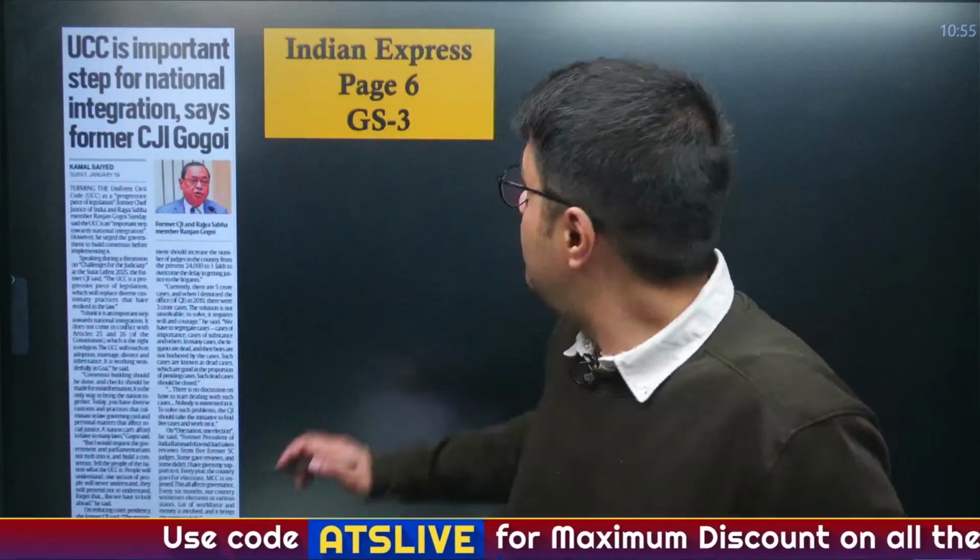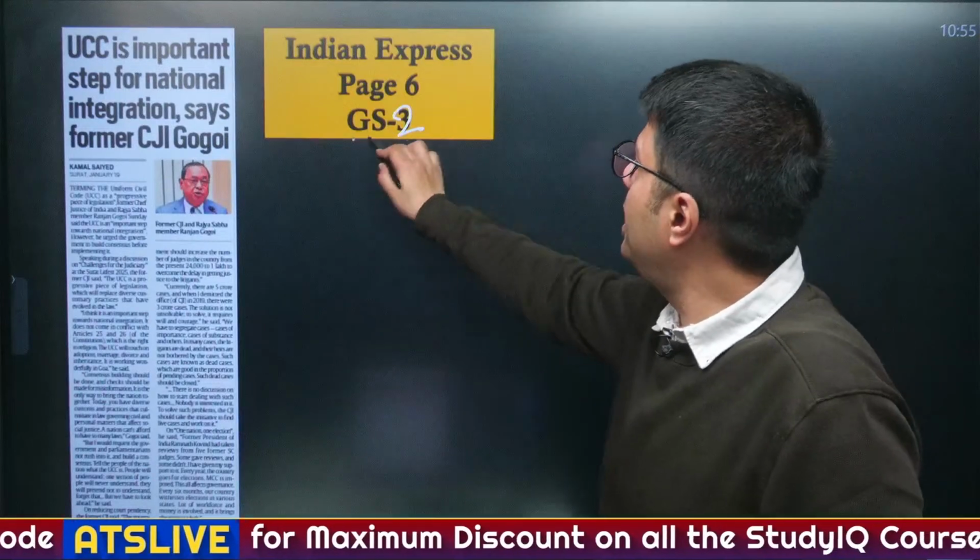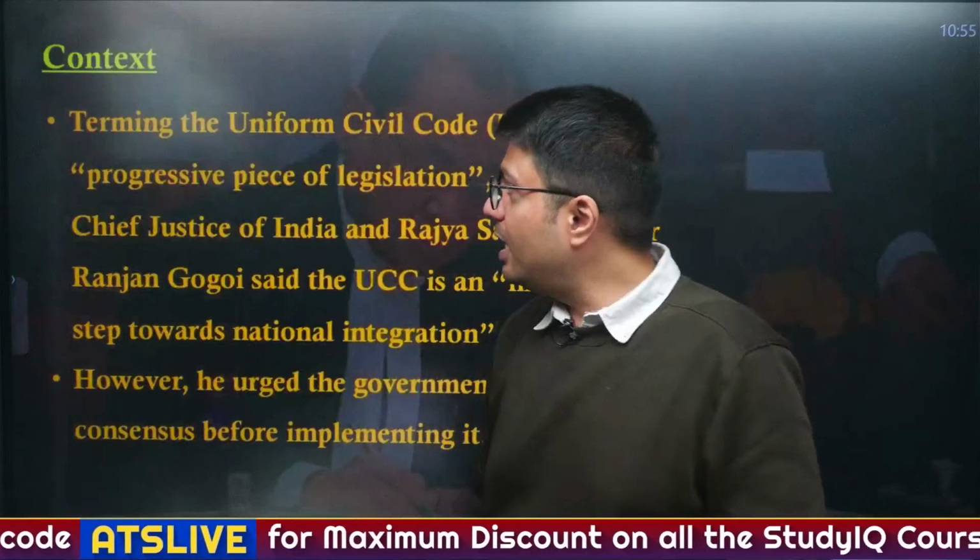This one, as you can see, appeared on page 6 of the Indian Express, and this is related to GS paper 2. Sorry for this mistake right here. Now this is an article which highlights that the ex Chief Justice of India, Mr. Ranjan Gogoi, has stated that the Uniform Civil Code is a step for national integration. So this is an important context why this article was in news. Now you have to understand the context of this article.